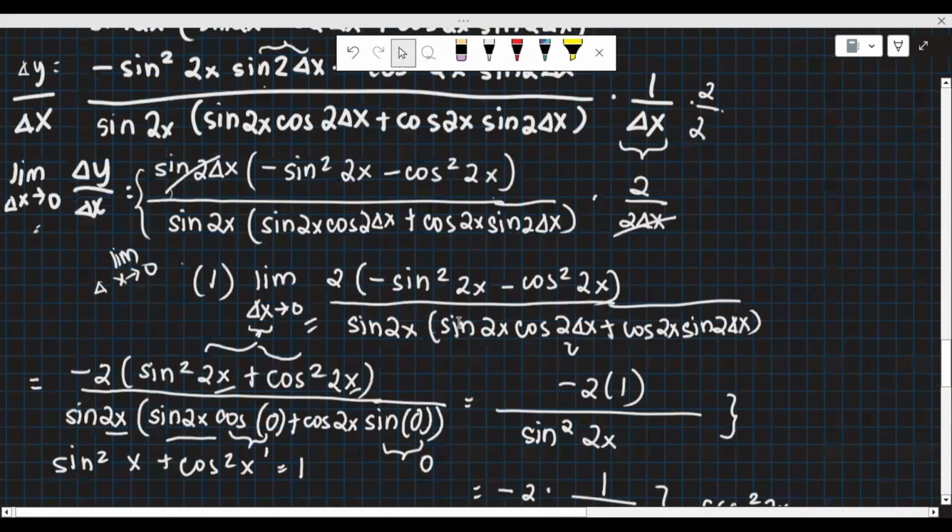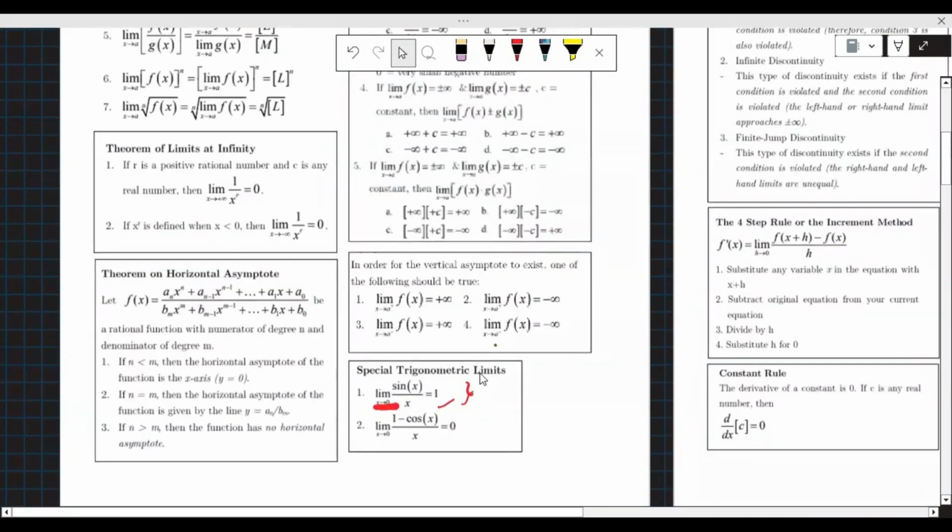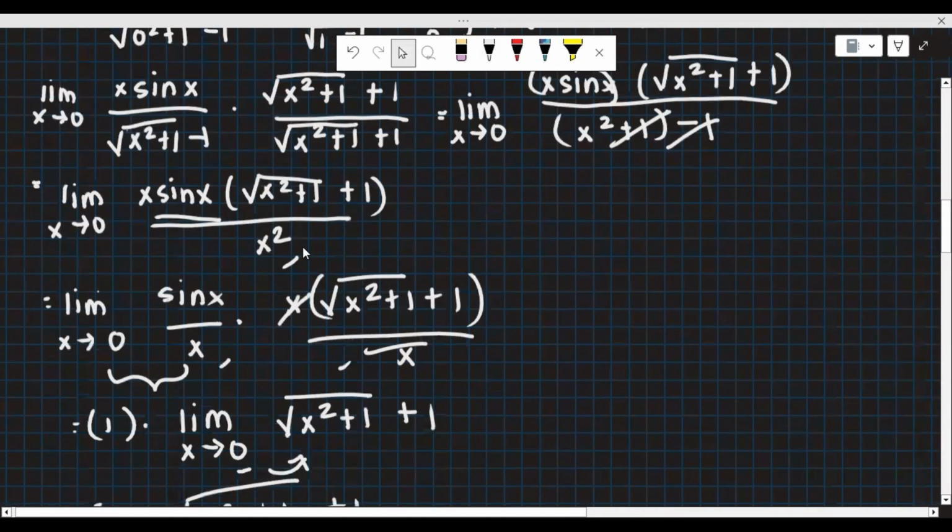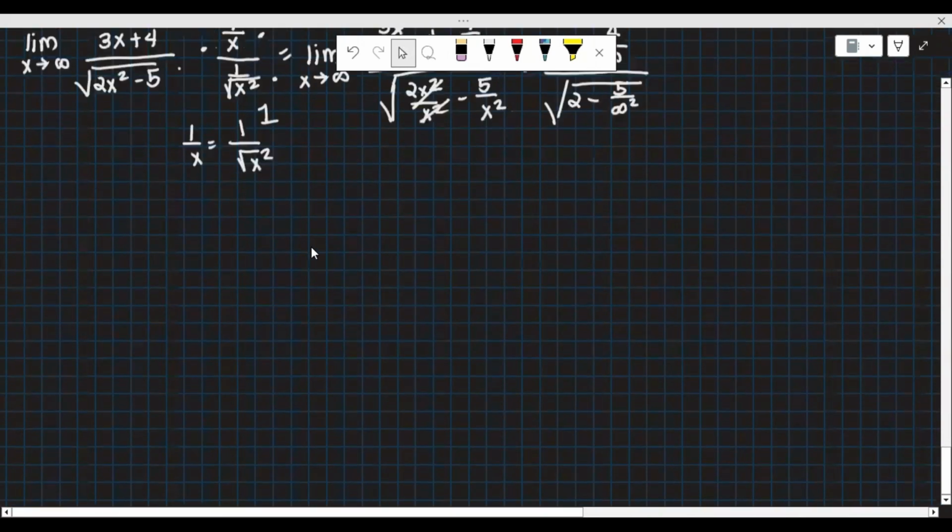So remember, meron tayong theorem dito. We can look at it again. Remember, meron tayong theorem dito sa limits at infinity na if there's a constant over x and you're looking for its limit as x approaches infinity, be it positive or negative infinity, you're going to have an answer of 0. So we're going to use that here as we're solving.